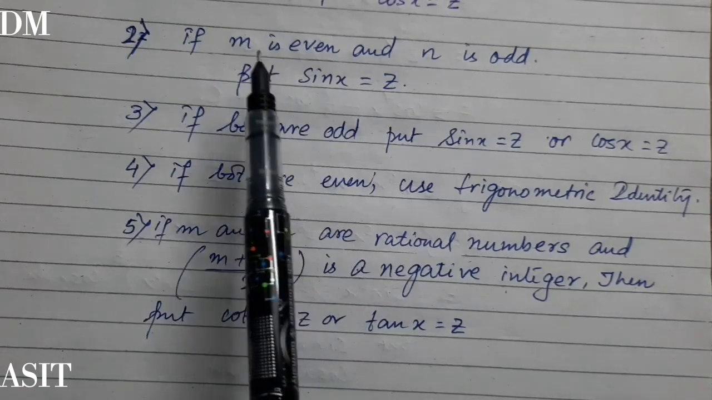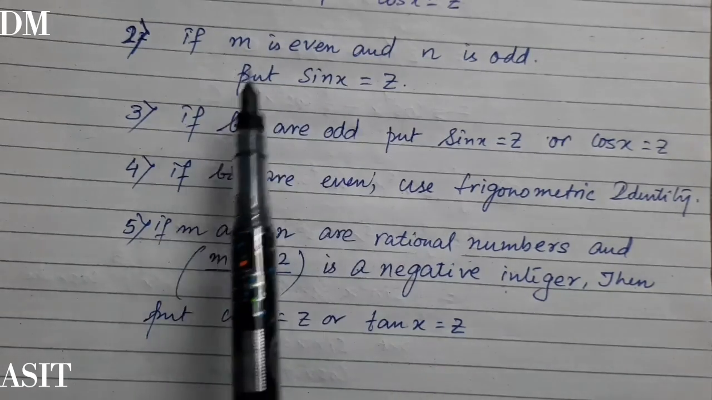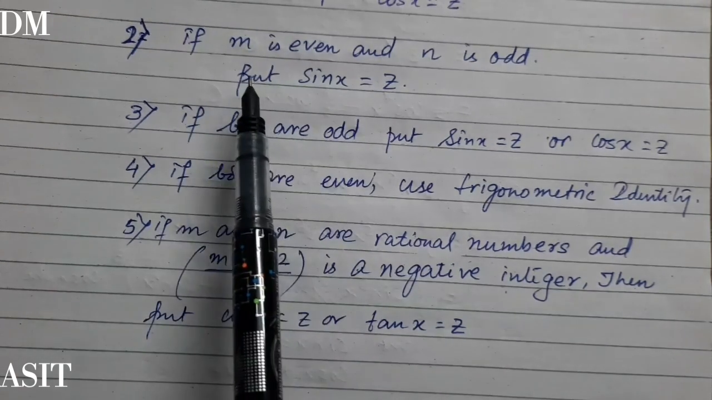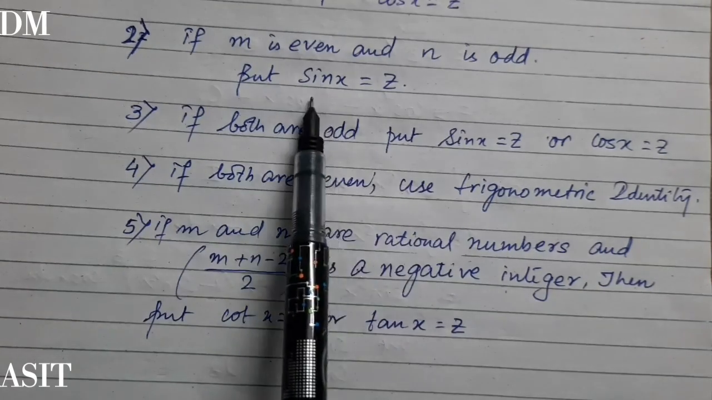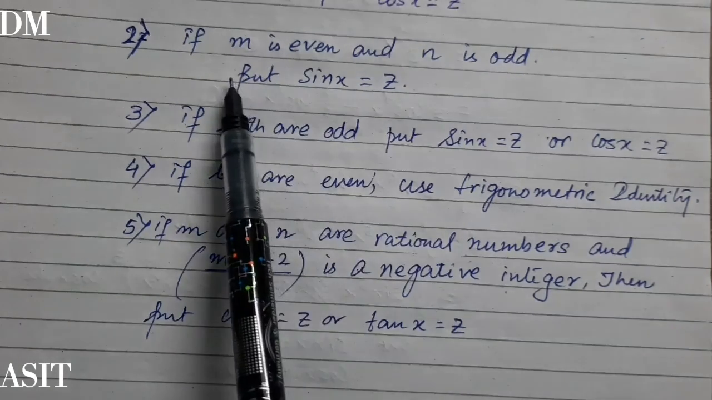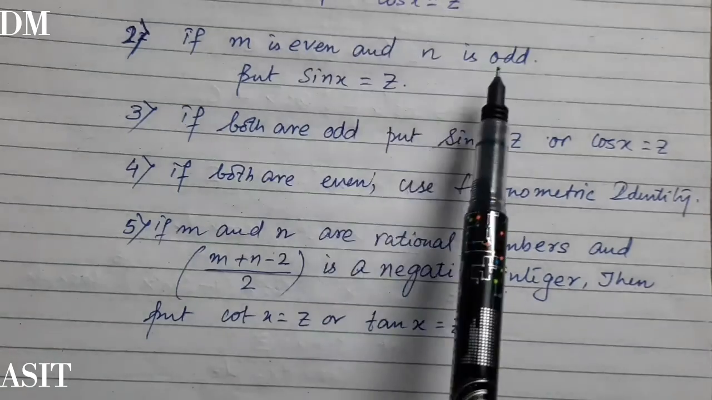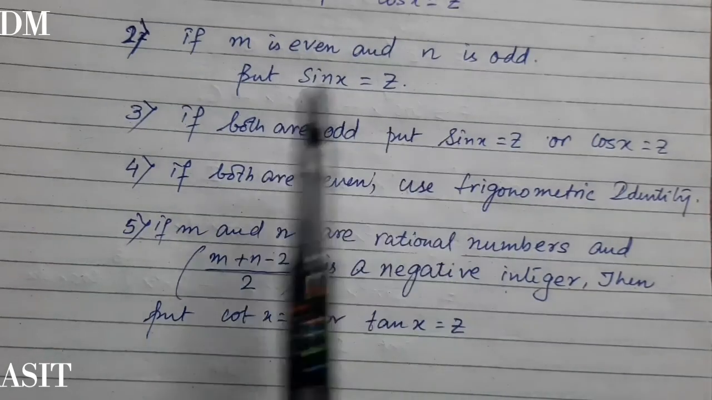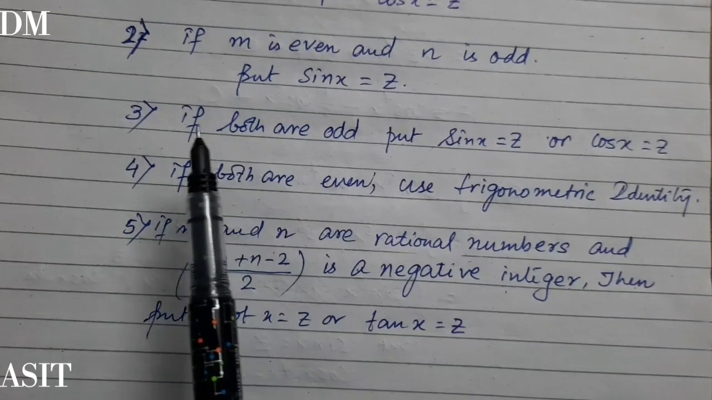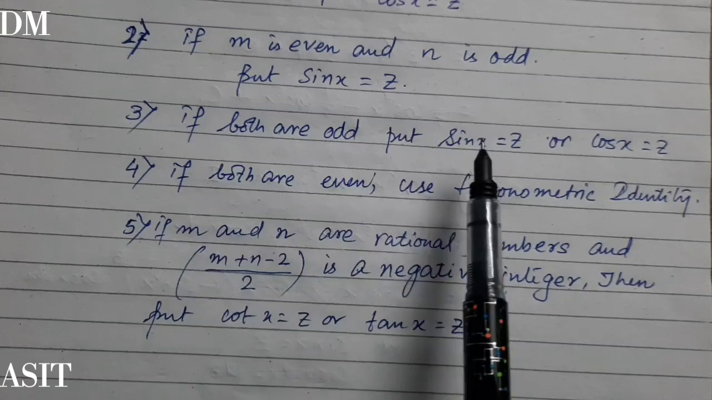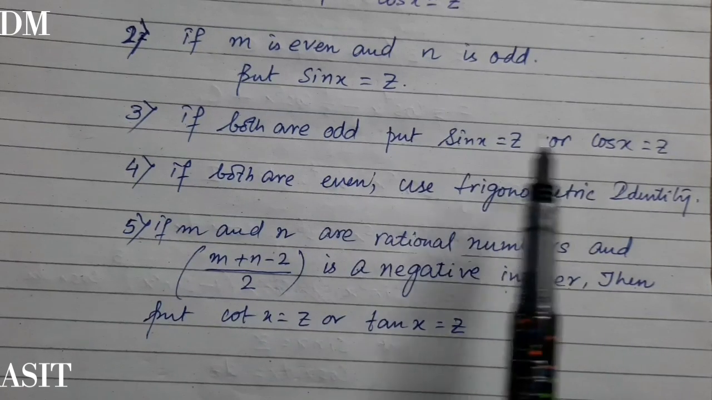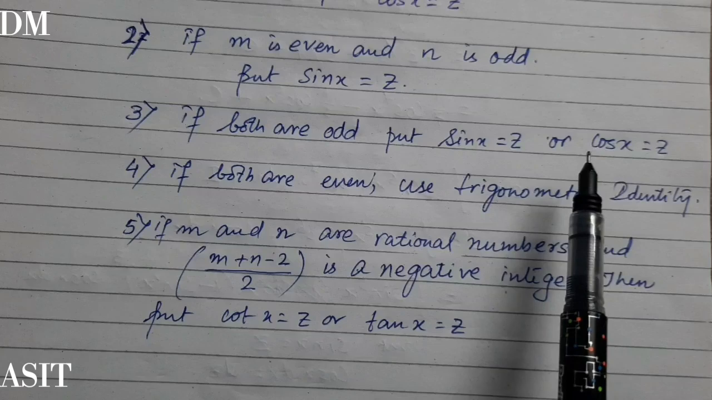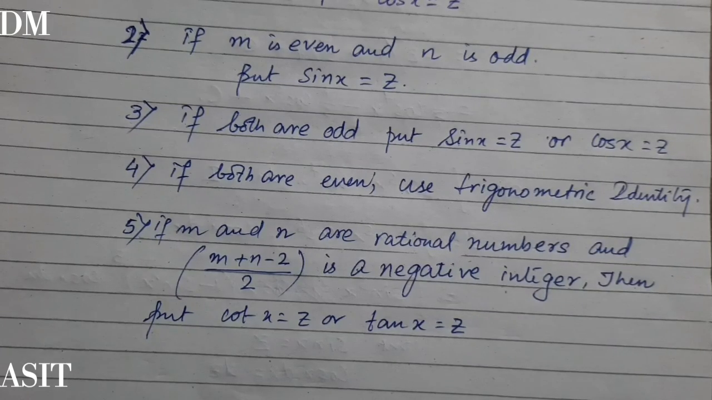So here the first and the second rule are similar. When m is even and n is odd, you have to put sine x equals z, and when m is odd and n is even, in that case you have to put cos x equals z. Now let's see the third rule: when both are odd, we can take either sine x as z or cos x as z. So let's see the example.